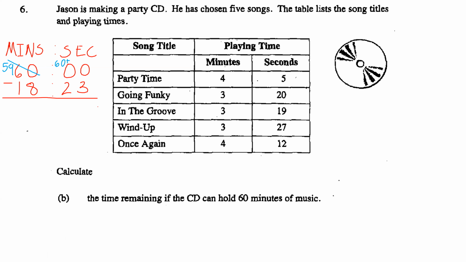Let's put it over on the other side right here. So now we have minutes, still minutes, but now we still have seconds. And so how many minutes do we have now? We have 59 minutes. And how many seconds do we have? 59 minutes and 60 seconds.